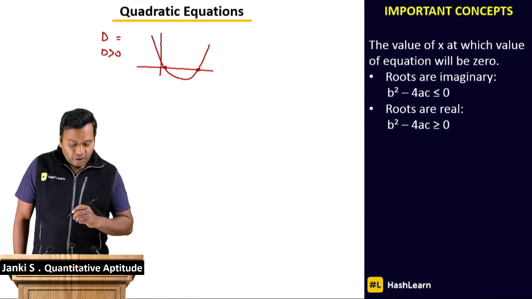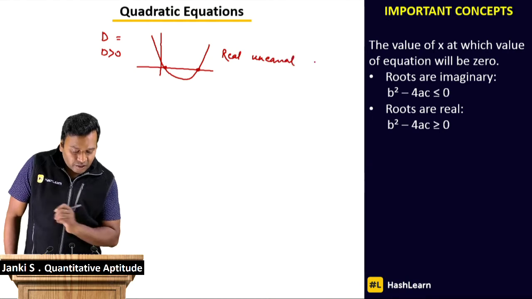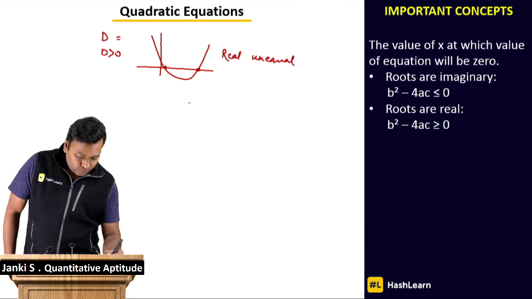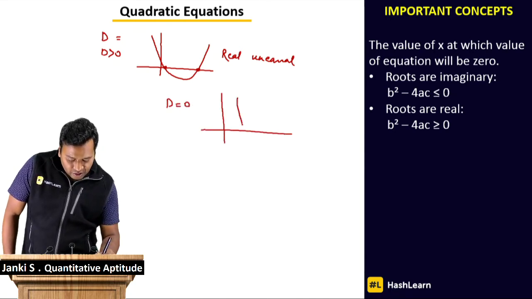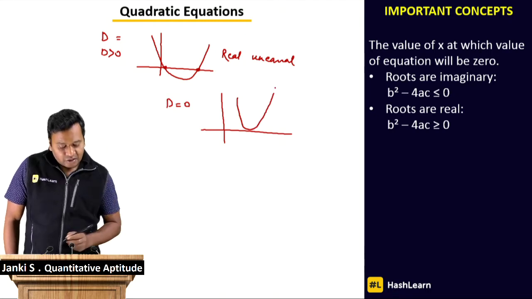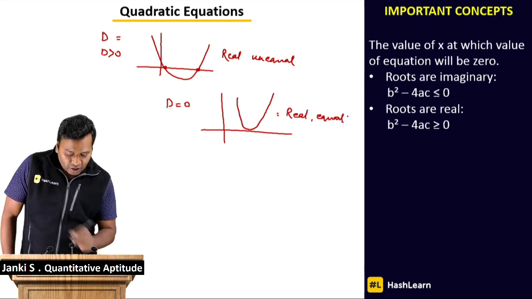If it's crossing the number line at 2 points, that means the roots are real and unequal, right? So real and unequal. Second condition: if D is equal to 0, that represents it will just touch the number line. So that represents my roots are real and equal.